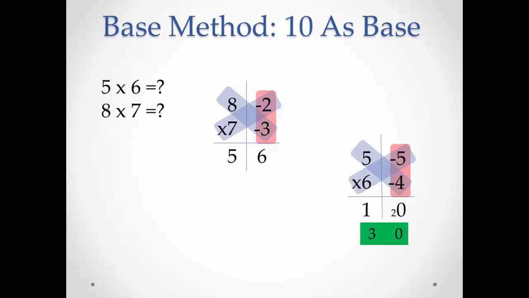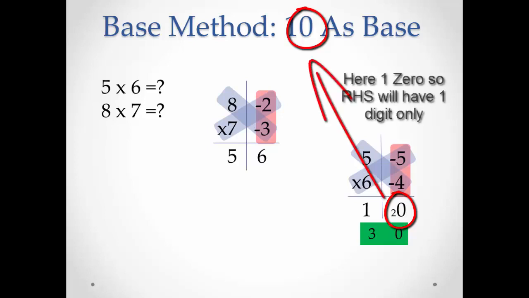How do we understand this? In this scenario, since the number is very small, we can understand it, but for multiplication of large numbers, we will be applying the placement rule. What it says is that the number of digits on the right hand side of our answer is always equal to the number of zeros in our base. So over here our base is 10 and we have 1 zero in it. So on the right hand side of our answer, we must have only one digit.